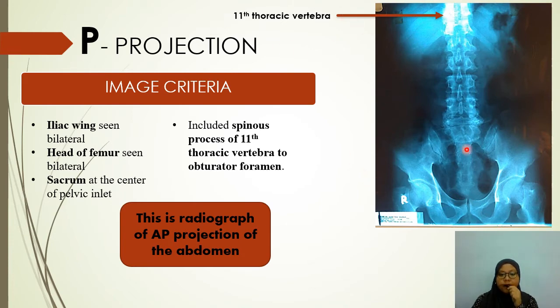That is the first criteria of abdomen. Why is it AP? Because we can see there is iliac wing seen bilateral, head of femur seen bilateral, and the sacrum at the center of pelvic inlet. So that's why this radiograph is AP projection of abdomen.